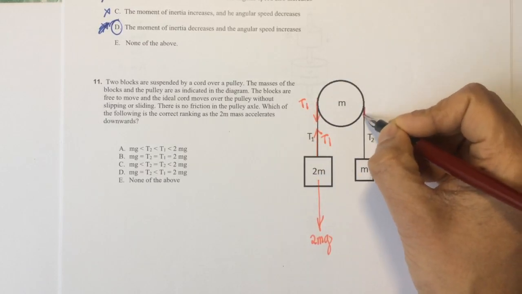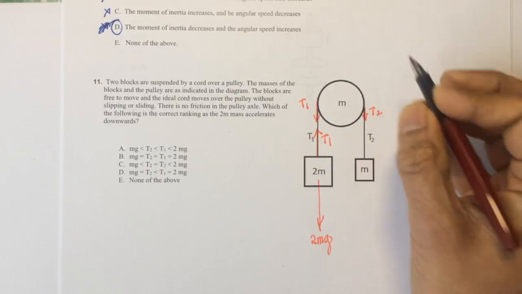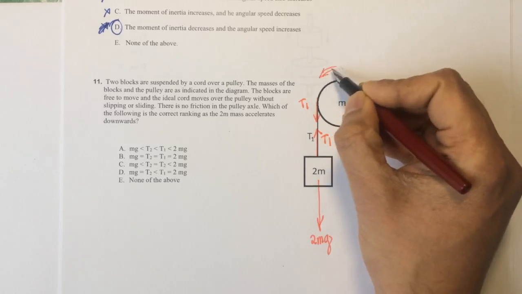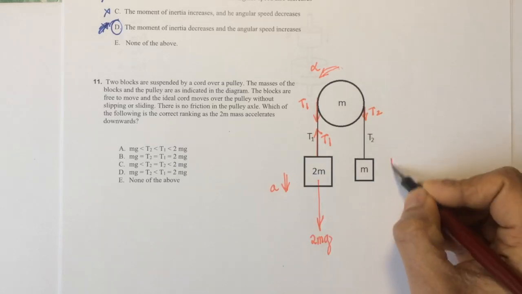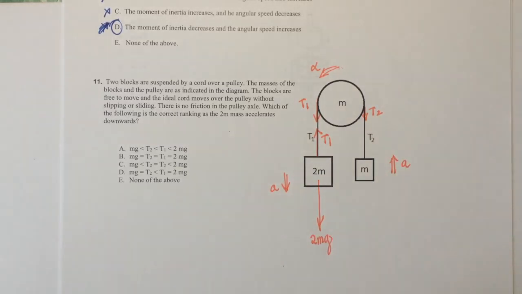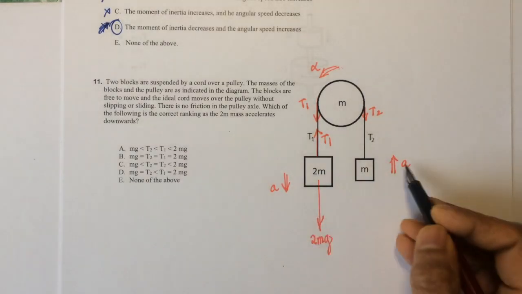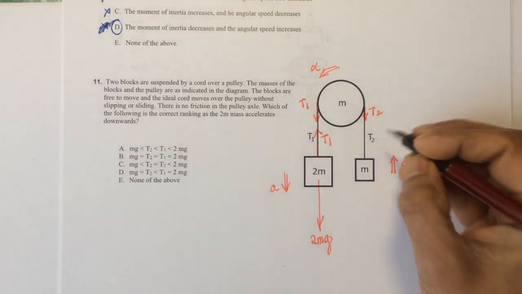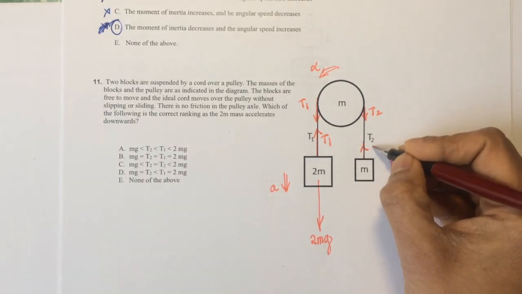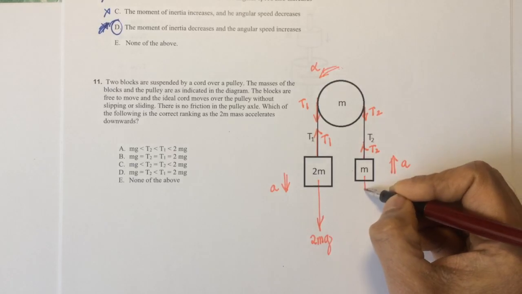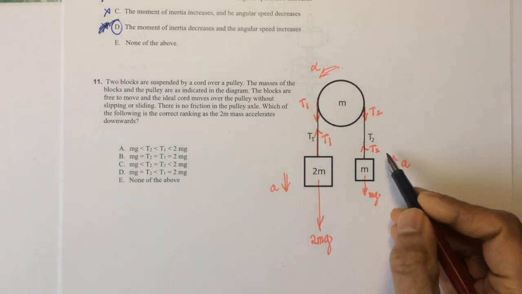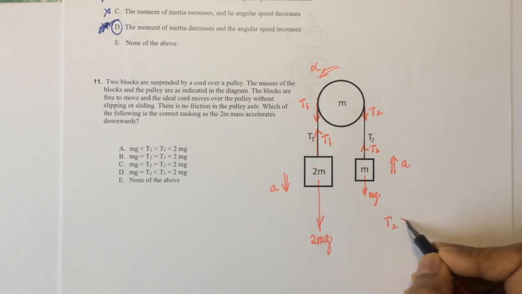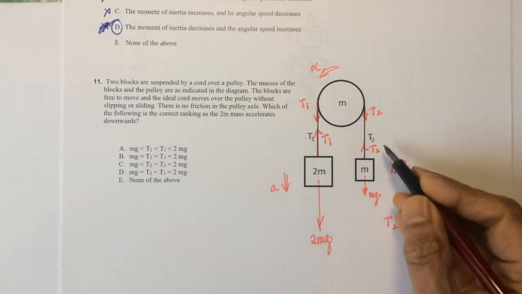And I'll draw T2 as really small because T2 is going to lose out here. Remember, the angular acceleration is going to be in this direction, the linear acceleration is going to be in this direction, and since the string does not stretch, the linear acceleration is the same magnitude but up over there. So if I draw the free body diagram on this one, T2 and mg, so I know that T2 must be bigger than mg, otherwise this won't accelerate up.